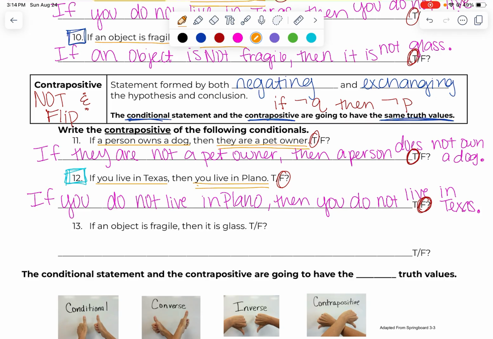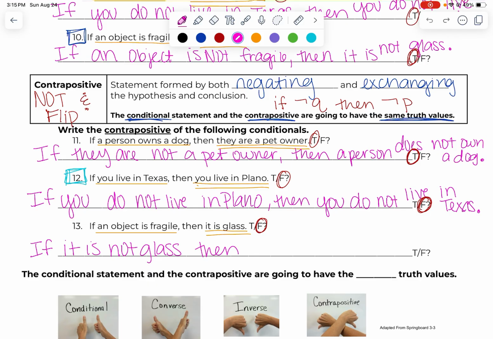All right, and number 13. If an object is fragile, then it is glass. We've already concluded that this statement was false. So let's underline our hypothesis once, our conclusion twice. And then we're going to start with our if. Remember, it's if, not the conclusion. So if it is not glass, then we're going to add the word not to the hypothesis.